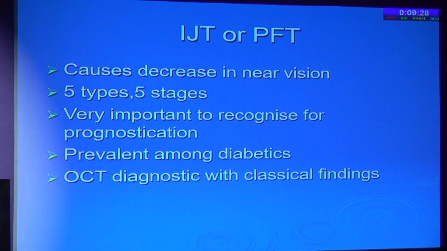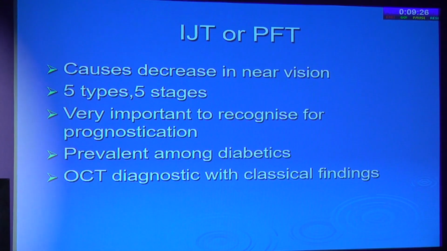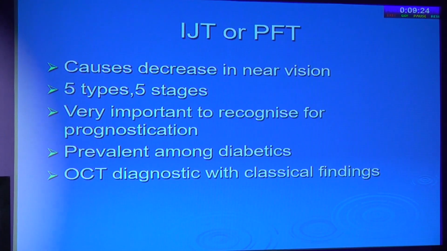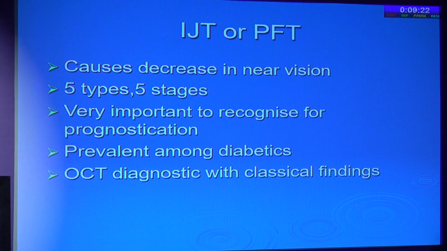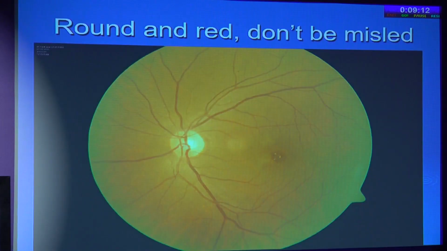And it's very important to recognize this, because although we don't have much treatment for it except in stage 5 where there is neovascularization, this will change the prognosis of the patient when you find it out. It is prevalent among diabetics, and the OCT is very diagnostic.